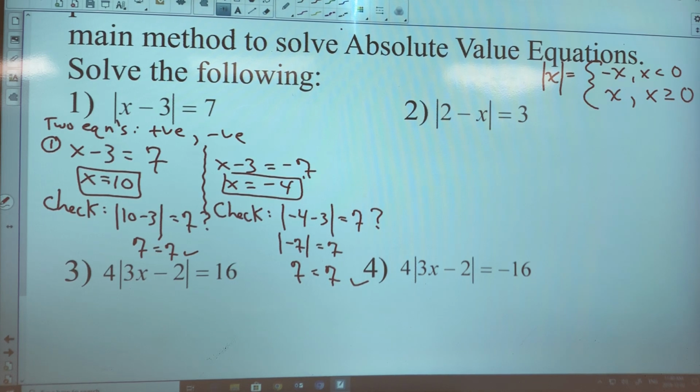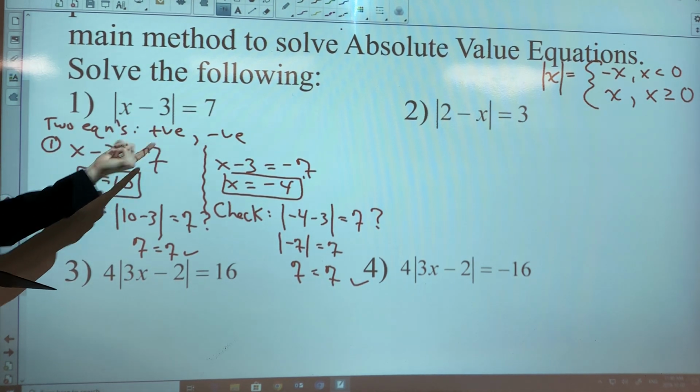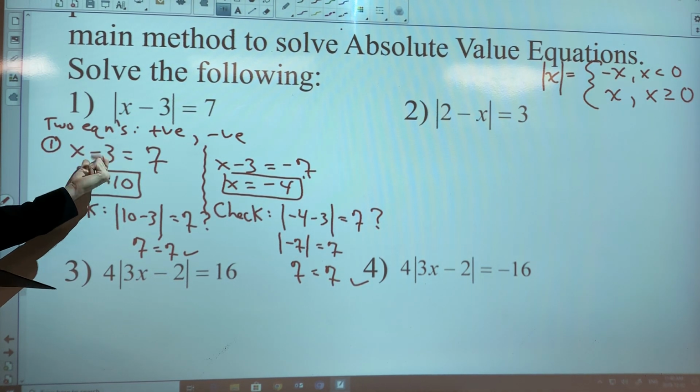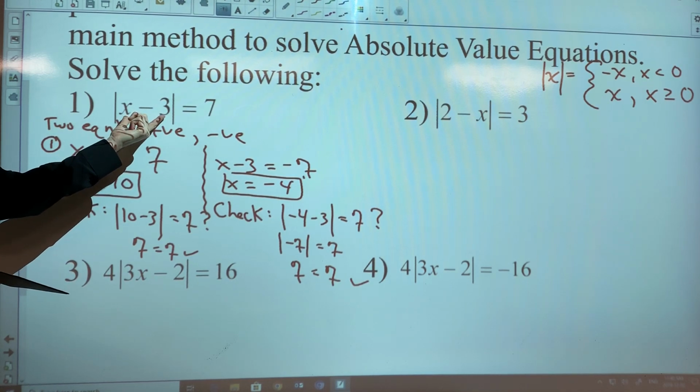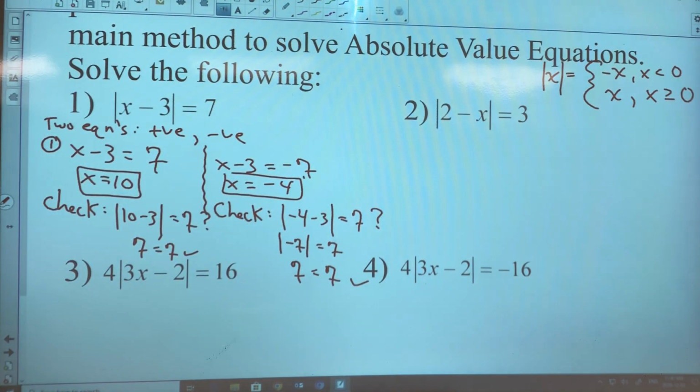Okay? The only way you're going to get your two answers is by taking your absolute value, the quantity inside, setting it equal to the positive version, that's one of your answers, and then saying, hey, well, if this quantity is negative, the absolute value would get rid of it, so you're going to take this and set it equal to negative whatever's on that side. Okay?